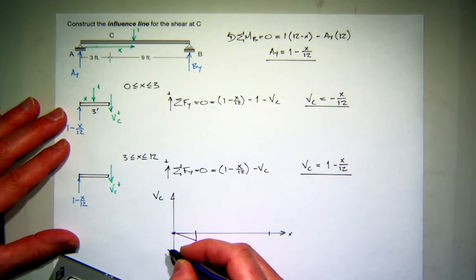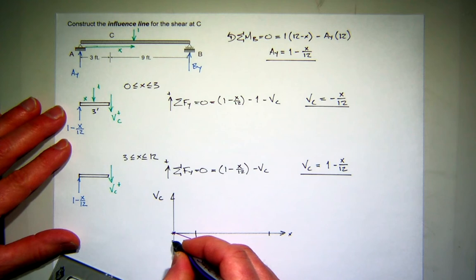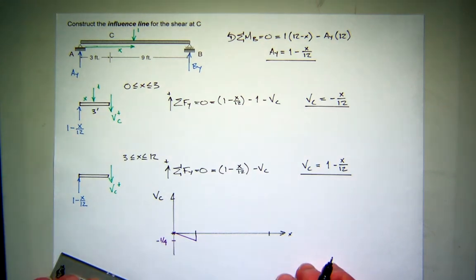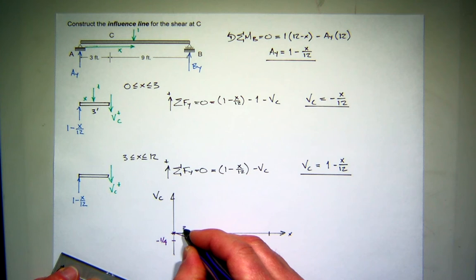I'm using a calculator. Sorry, so this would be negative 1/4. And that's over 3 feet.